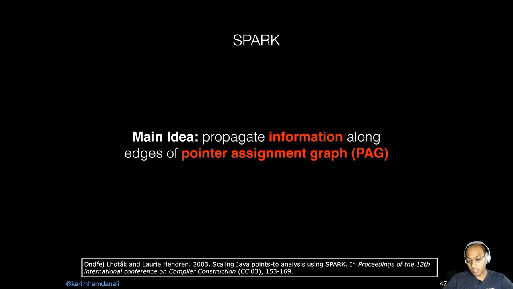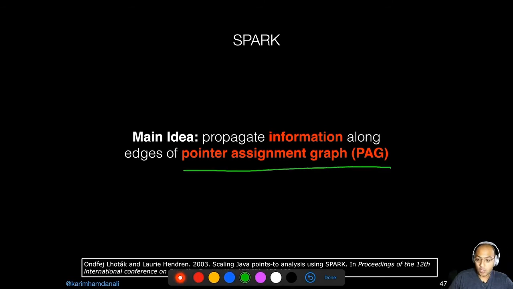The difference between VTA and SPARK, or data flow propagation, is that in VTA we were tracking types across methods from allocation sites to potential references to variables. In SPARK, the main idea is slightly different. We are propagating information, not just the types, but pointer information, along the edges of a pointer assignment graph. So we no longer have a type propagation graph, but a richer graph called the pointer assignment graph.